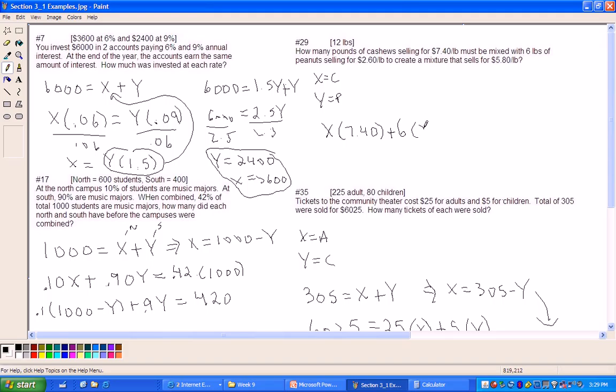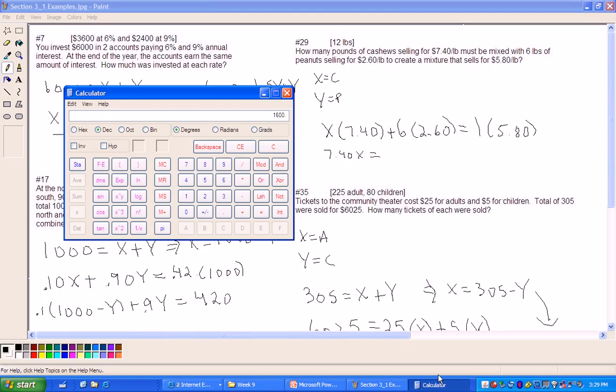That has to equal 1 pound at $5.80. Here we can just solve for X. So it's going to be 7.4X, 7.40 times X is equal to 6 times 2.60. Let's get our good old calculator out. 6 times 2.6 is equal to 15.6.